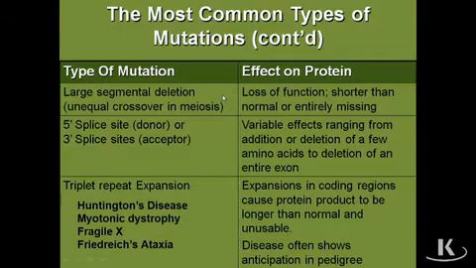Sometimes, if this happens in an unequal way, there could be portions of the gene that get lost, portions of the gene where there's insertions that happen, and this could cause a loss of function. You can even have shorter than normal or entirely missing genes. The best clinical example to think about this would be the alpha thalassemia. In alpha thalassemia, that's usually caused by one of these large segmental deletions where there's been unequal crossover that's occurred.